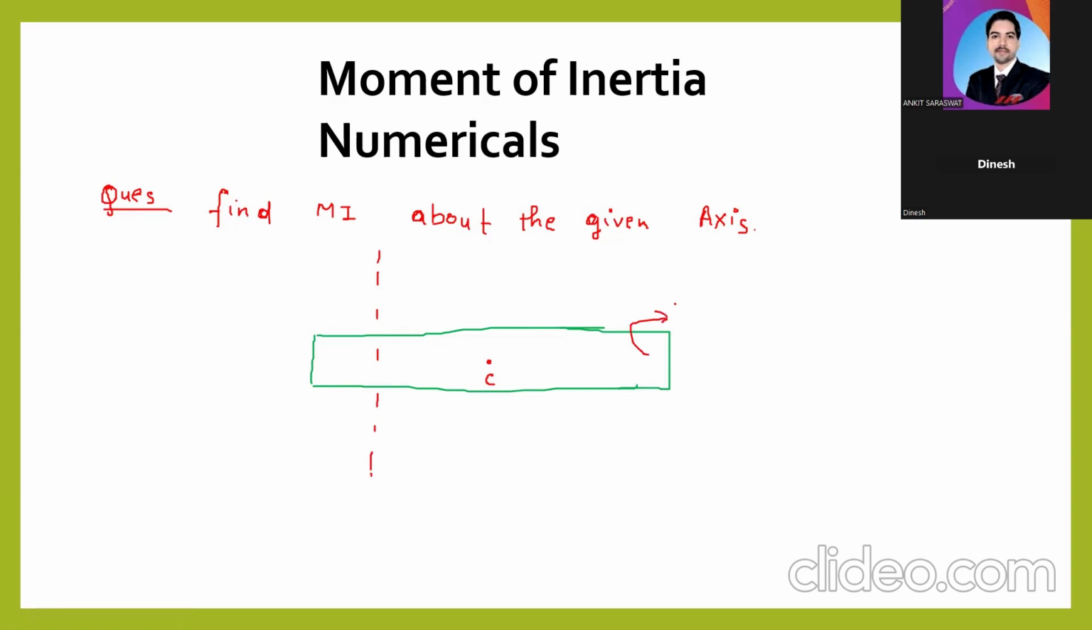The rod's mass is small m or capital M, you can say. Length is capital L. This distance from the center is L by 4. Solve this. It is very easy.